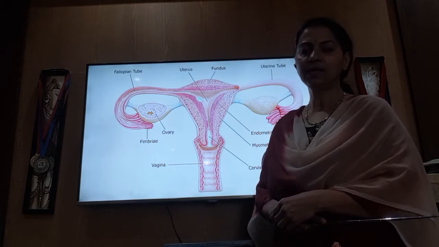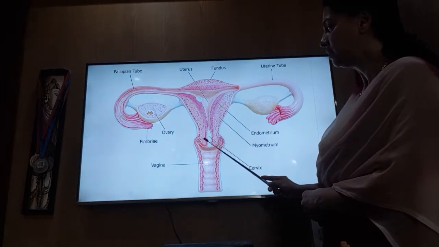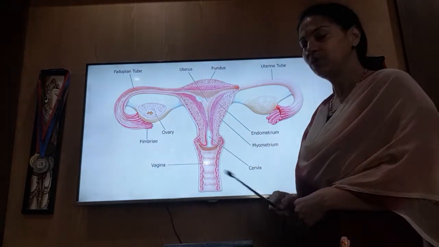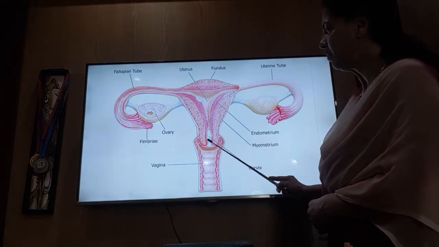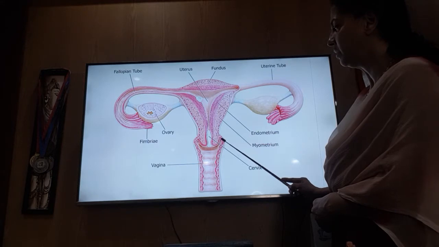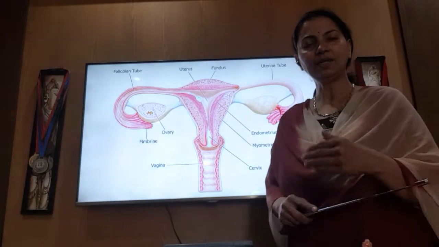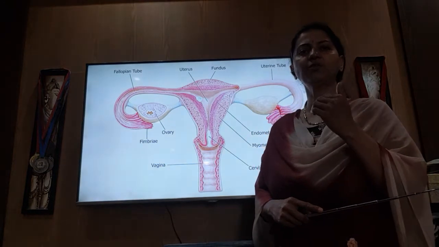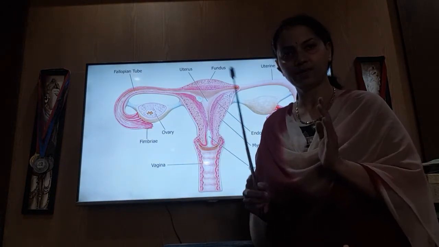So the vagina extends from the vulva up to the cervix, and when it reaches the cervix, there is a gap between both, which is called the fornix. Anteriorly it is called the anterior fornix, posteriorly the posterior fornix, laterally the lateral fornix.